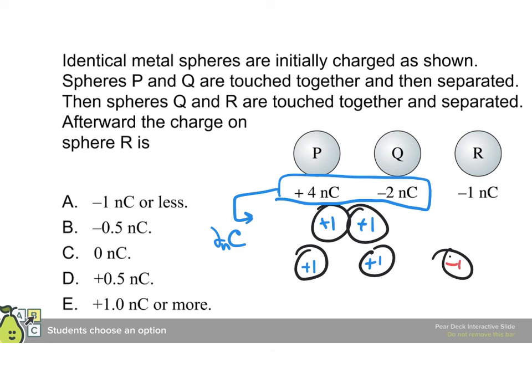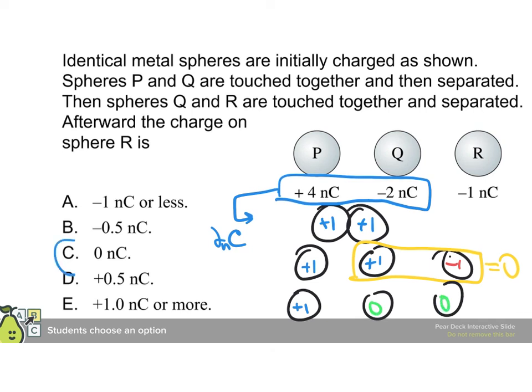Then we bring Q and R together, but they have 0 total charge. So all the charge cancels out, has been neutralized, and we're left with one charge here, but no charge on either of these. So our answer would be C.